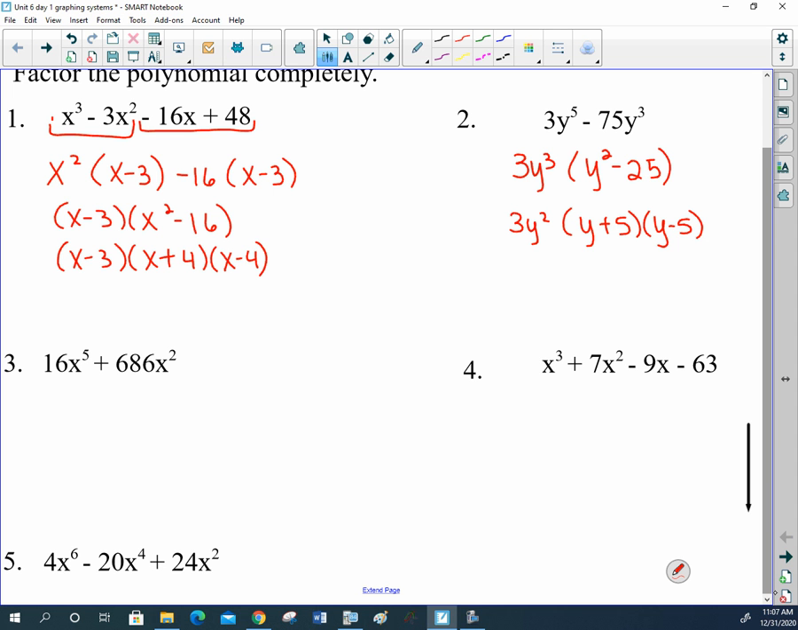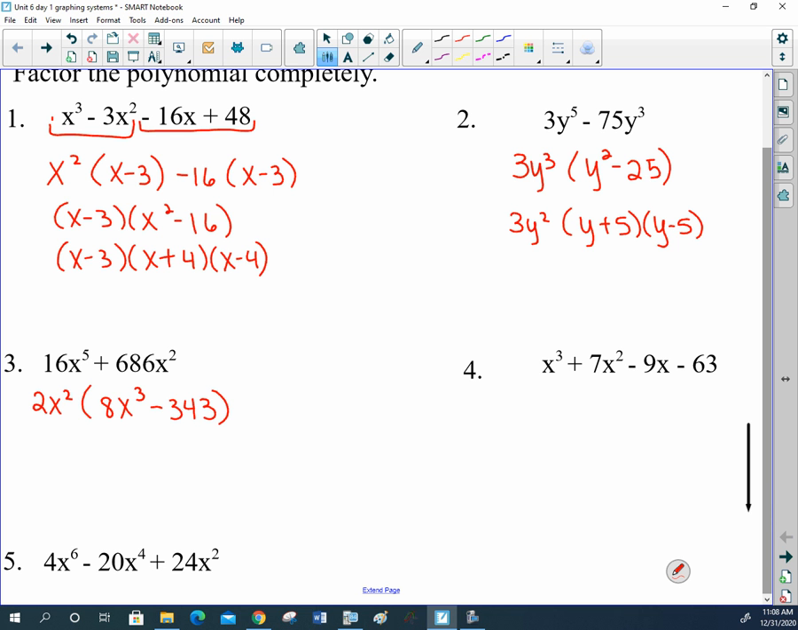What else goes into 16? We got a 4 and an 8 maybe. 686 divided by 4. Nope. 686 divided by 8. Nope. So it looks like to me the greatest common factor is a 2x squared. So we're going to take out a 2x squared. And that's going to leave me with 8x to the third minus, and then 686 divided by 2 is 343.